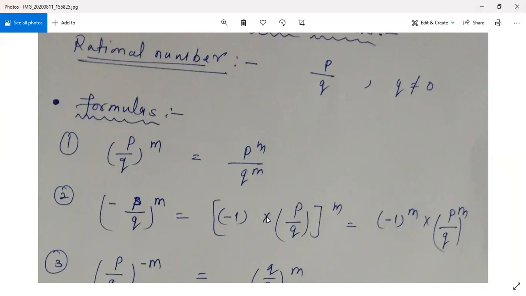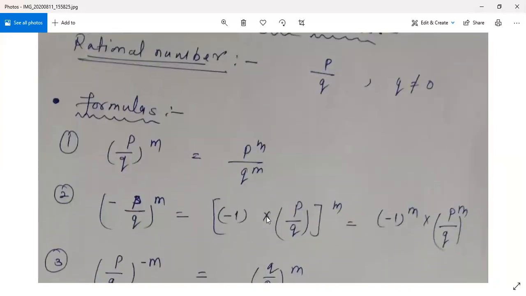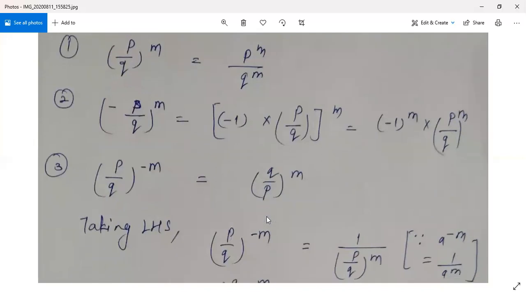The first formula is (p by q) whole to the power m. It is in a division form, no? So the power will be separated. So we can write (p by q) whole to the power m is equal to p to the power m upon q to the power m. For example, take 2 by 3 whole to the power 3. You can write it as 2 to the power 3 upon 3 to the power 3. This way you can solve your questions.